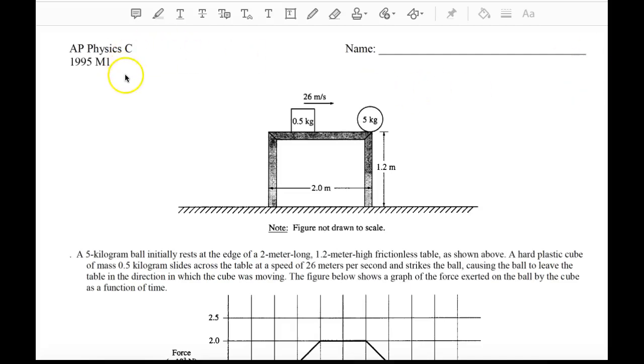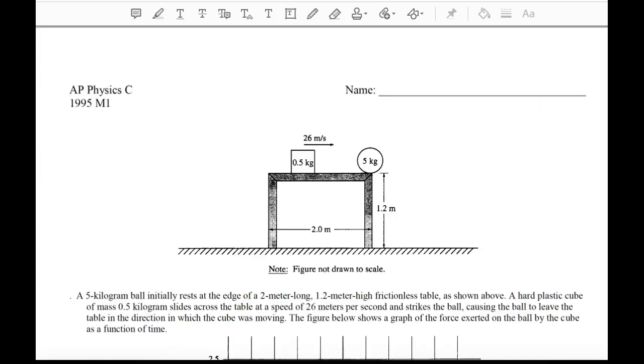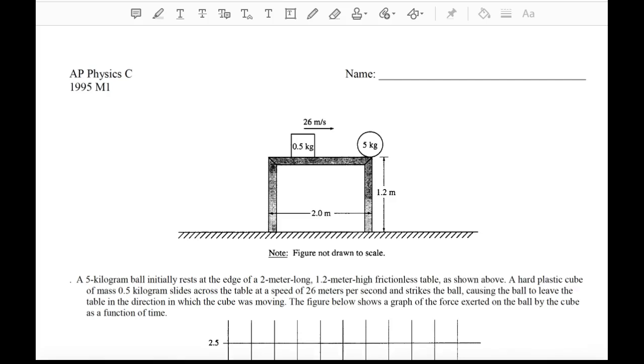Hey, this is Horner, and this is AP Physics C, 1995, and this is problem M1, so mechanics problem 1. We have a 5 kilogram ball on the edge of a table, and then we have a half kilogram block, and this is a frictionless table.